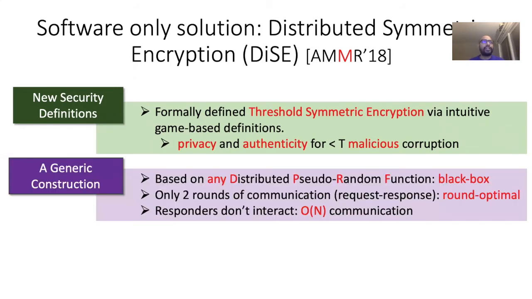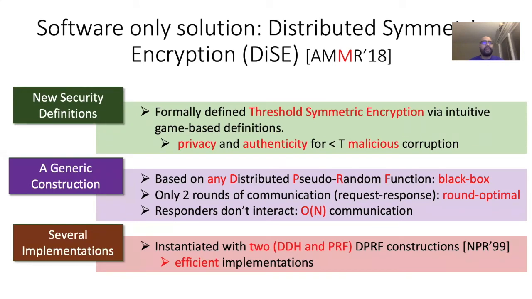We proposed a generic construction in that paper, based on any distributed pseudorandom function in a black box manner. Our solution only required 2 rounds of communication, which is basically round optimal. The responders don't interact, which means the communication is basically order of n. And there are several implementations that were done in the paper.